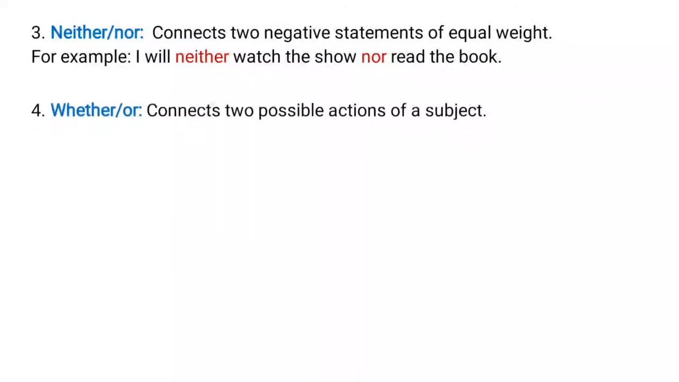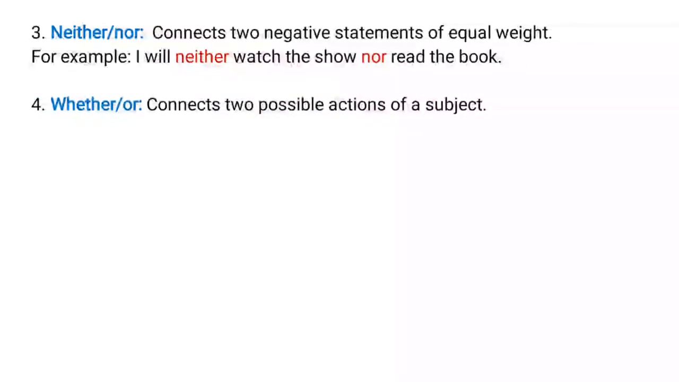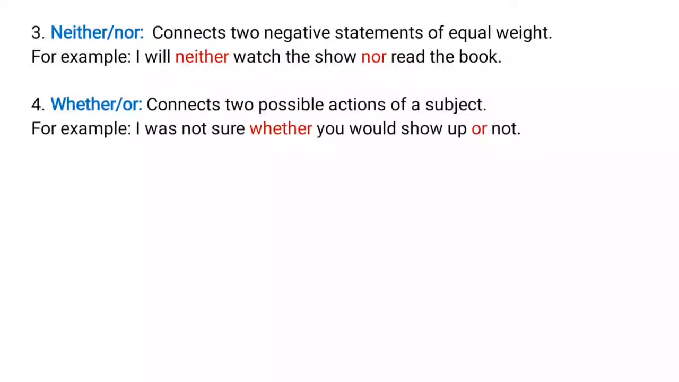Let's move further and talk about another correlative conjunction, that is whether or. Now this particular pair connects two possible actions of a subject. How? Let's see in this example. I was not sure whether you would show up or not. So here we are talking about two possible actions of subject I, whether you would show up or not. So here you can easily understand that these two actions are being connected by the conjunctions whether or.